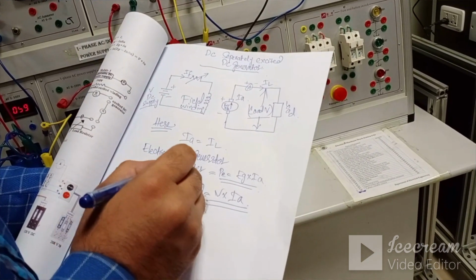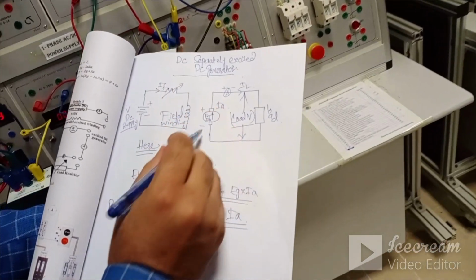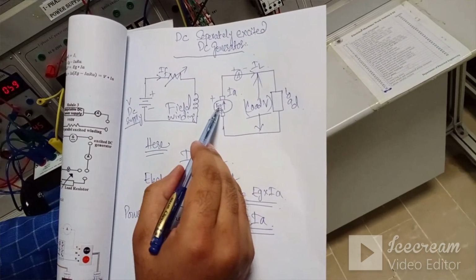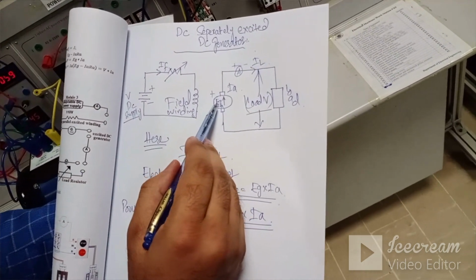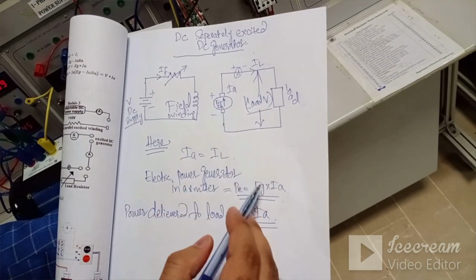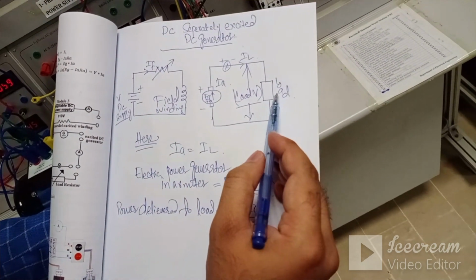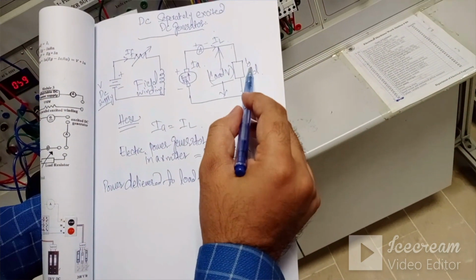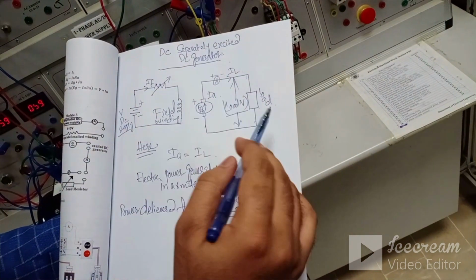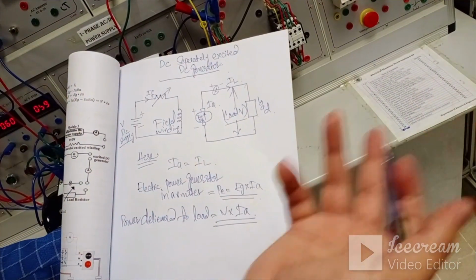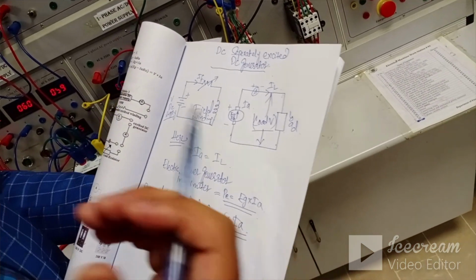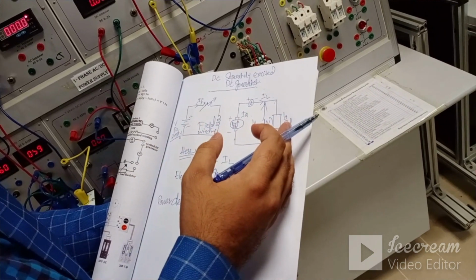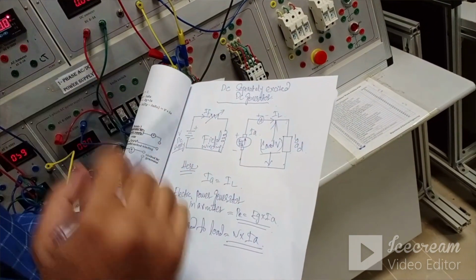So the electric power generated in the armature will be the multiplication of voltage and current, V multiplied by I. So the electric power generated in the armature will be the generated voltage multiplied by Ia. And what about the load power? That will be the multiplication of the terminal voltage and the load current. So this was the formula for calculating the different voltages and currents, meaning the voltage which is generated in the armature and the terminal voltage which is obtained from the load side.